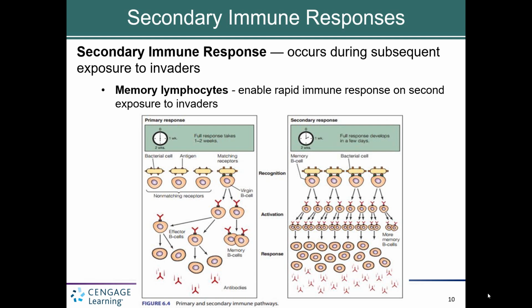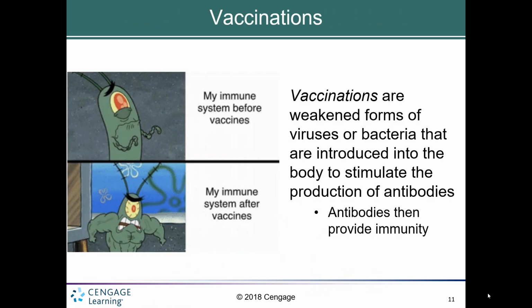This system of immune response through B cell recognition of antigens and their manufacture of antibodies is called humoral immunity because it happens in the bloodstream. So how do we go about supporting immunity? Well, one way is through vaccinations. Vaccination is the introduction of a weakened form of bacteria or virus into the body to stimulate the production of antibodies that confer immunity for an extended period.